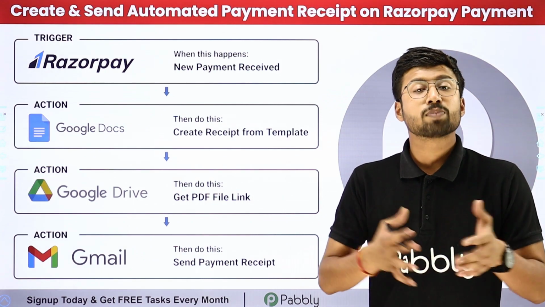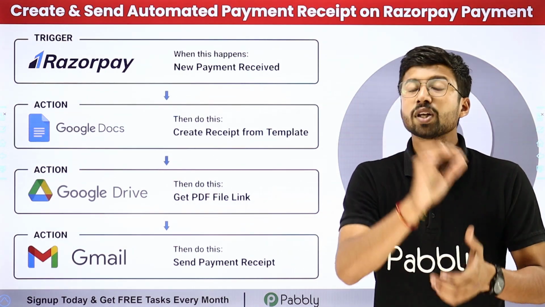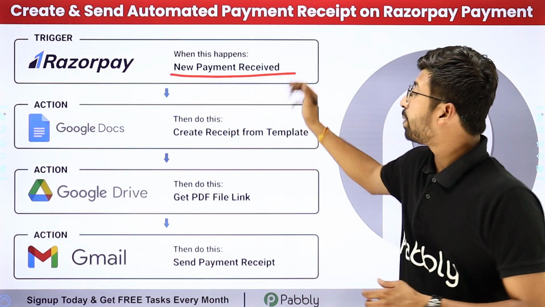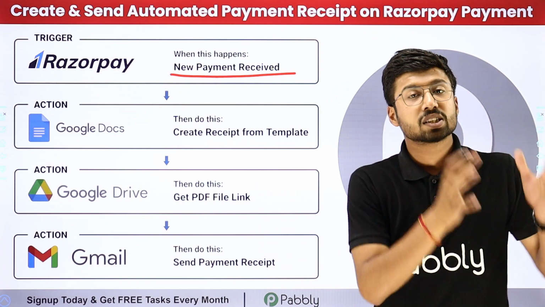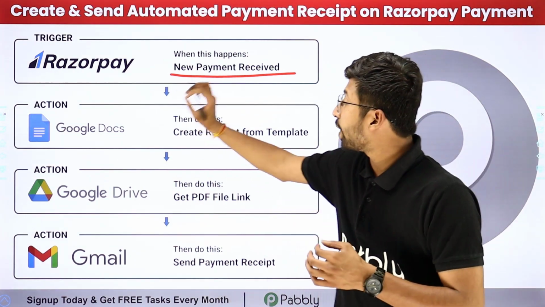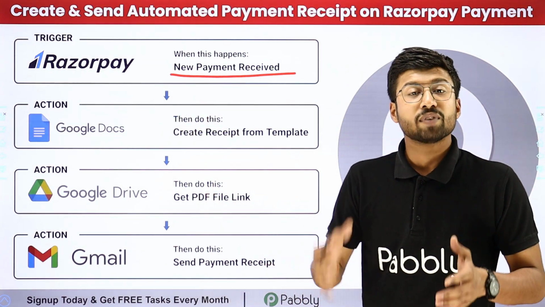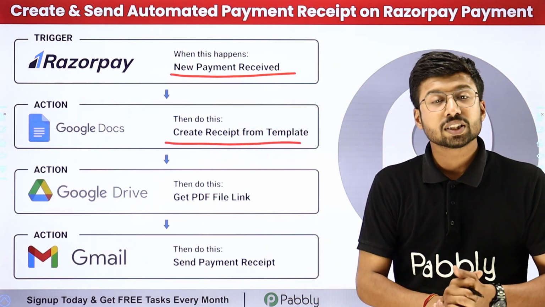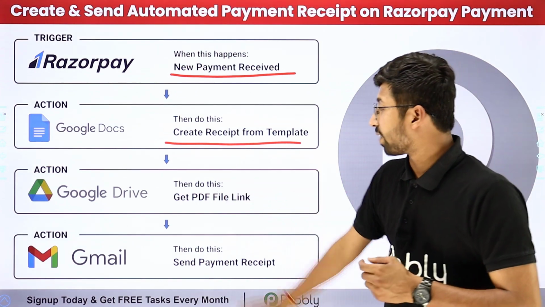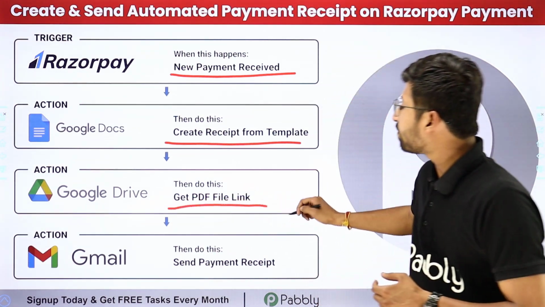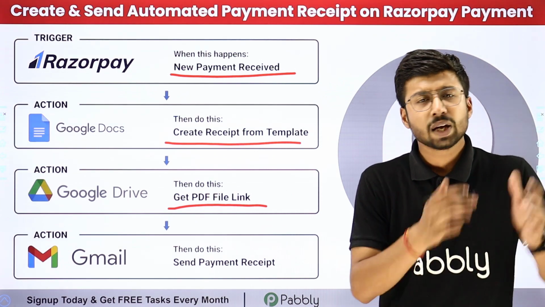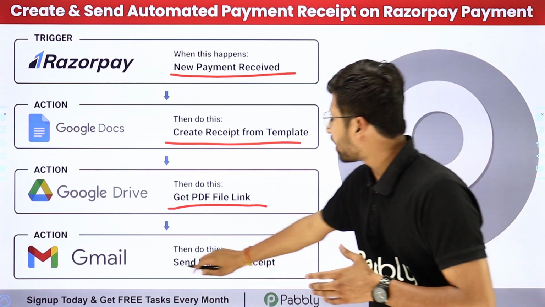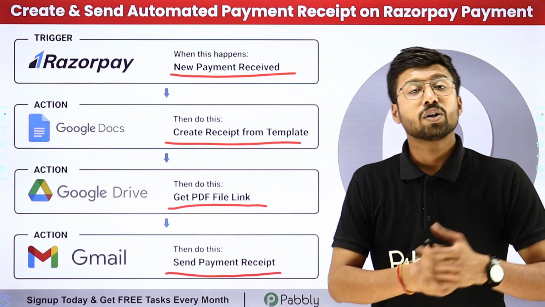You can create customized payment receipts using a Google Docs template and you can automatically send them to your customer. So in this automation, whenever we receive a new payment, automatically with the same payment details, using the template of the payment receipt which we have created in Google Docs, we are going to add that payment details and generate a new payment receipt. After creating the receipt, the new receipt will be saved in our Google Drive. So from Google Drive, we are going to get the PDF file link of the newly generated payment receipt. And at last, using Gmail, we are going to automatically send that payment receipt PDF file to the same customer who made the payment on Razorpay.